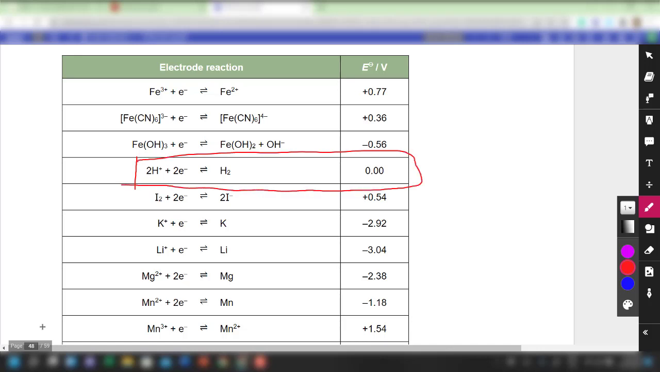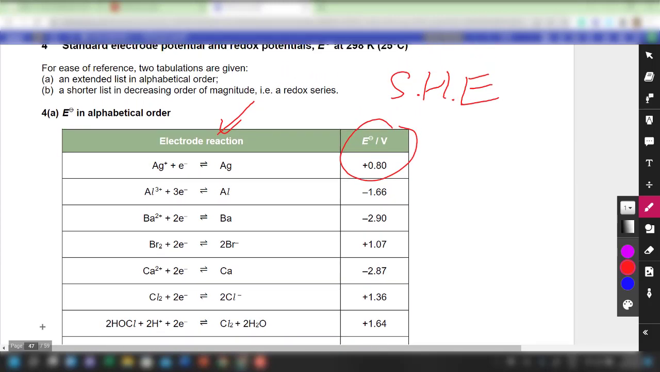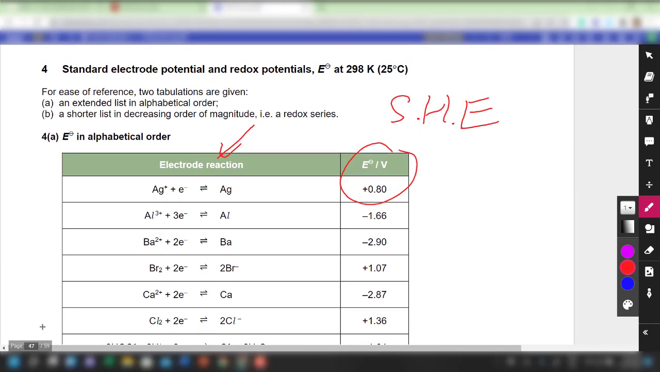The standard hydrogen electrode is made up of hydrogen gas bubbled into a 1 mol per dm cube concentration of H+ solution. The hydrogen gas is maintained at 1 bar, and the temperature is 298 Kelvin. These things are mentioned over here.